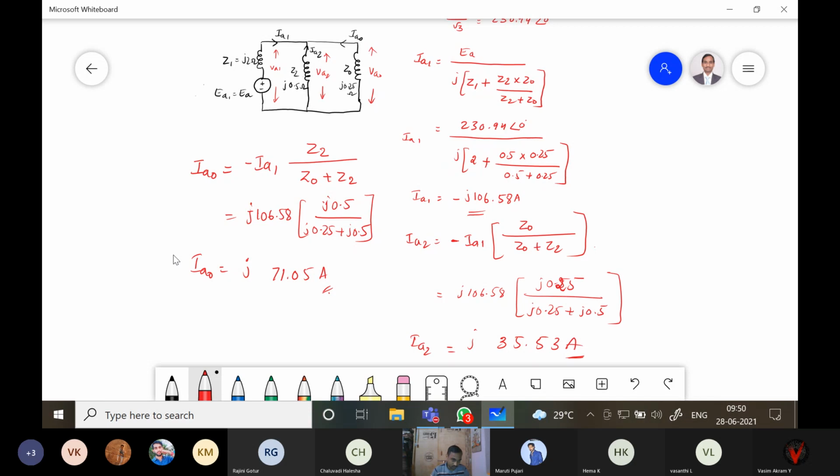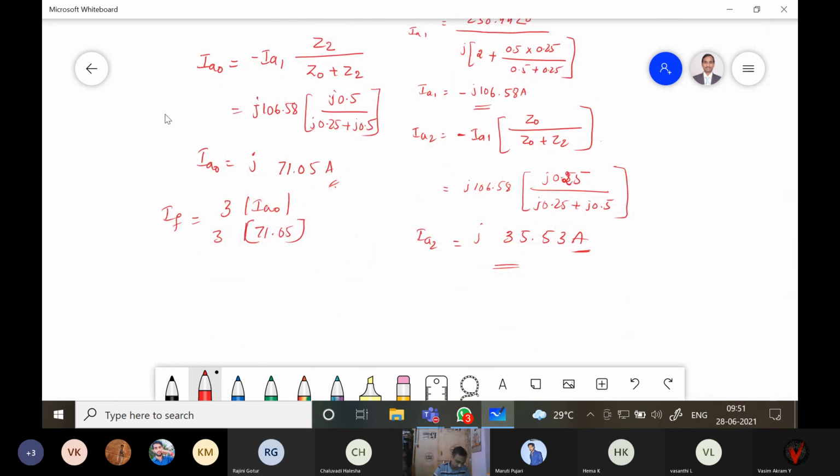Okay, so once you got IA0, we can easily calculate the fault current: IF is equal to 3 times the magnitude of IA0. 3 times 71.05. So what is that value? 213.15. That is your fault current.